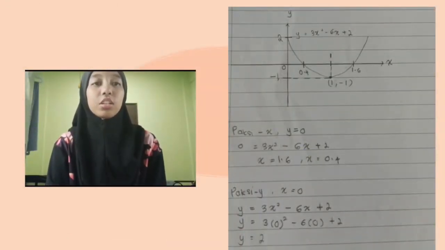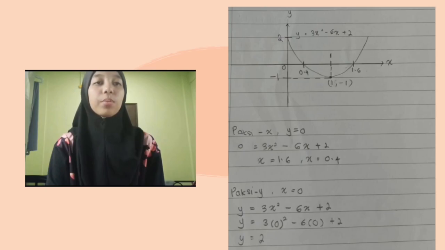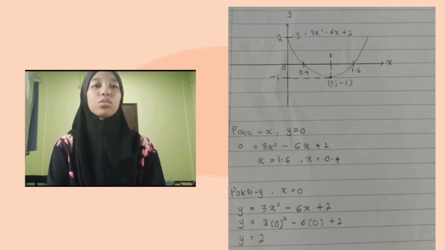To find the coordinates of the graph, we have to find axis x and axis y. To find axis x, y will equal to 0. So 0 equal to 3x squared minus 6x plus 2. Using calculator equation, x1 equal to 1.6 and x2 equal to 0.4. To find axis y, x will equal to 0. y is equal to 3 times 0 squared minus 6 times 0 plus 2. So y will equal to 2.